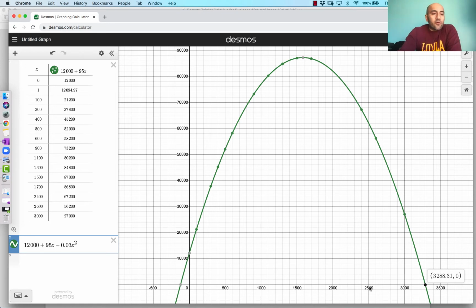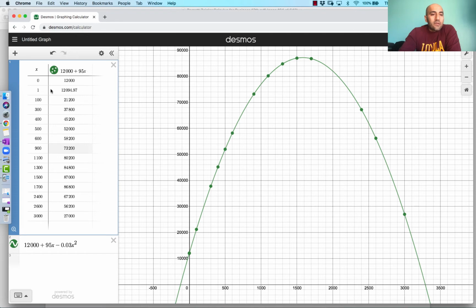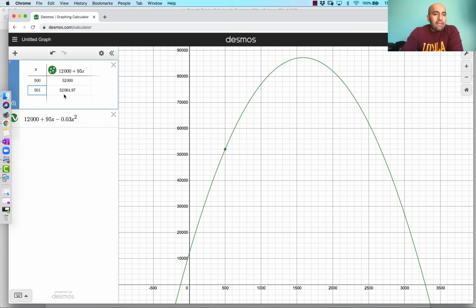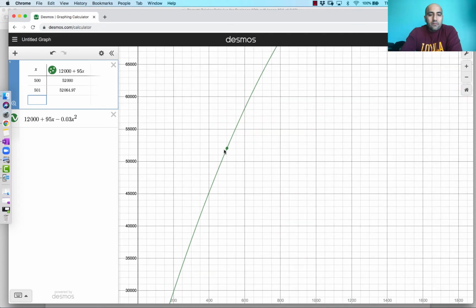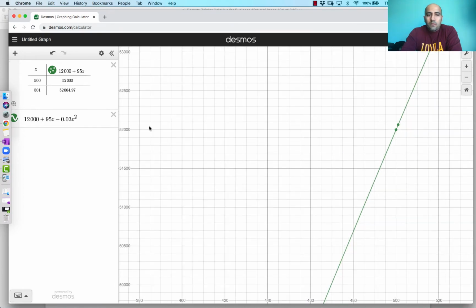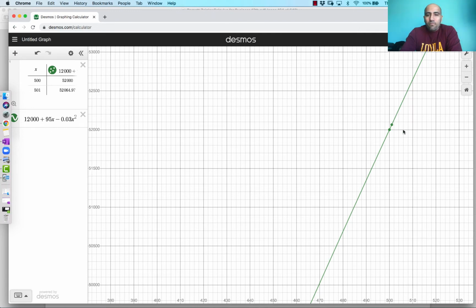Okay, so now in particular, we were focusing on the marginal cost at 500. So let's come back over here and change these. So when we put in 500, we saw that it costs $52,000 to produce 500 units. And if we put 501, we saw that that jumped to $52,064.97. Okay, these 2 points are so close together that in this picture, they almost look like they're the same point. So I'm going to zoom into here. And here they are. We see that there is, in fact, a distinction between the two.